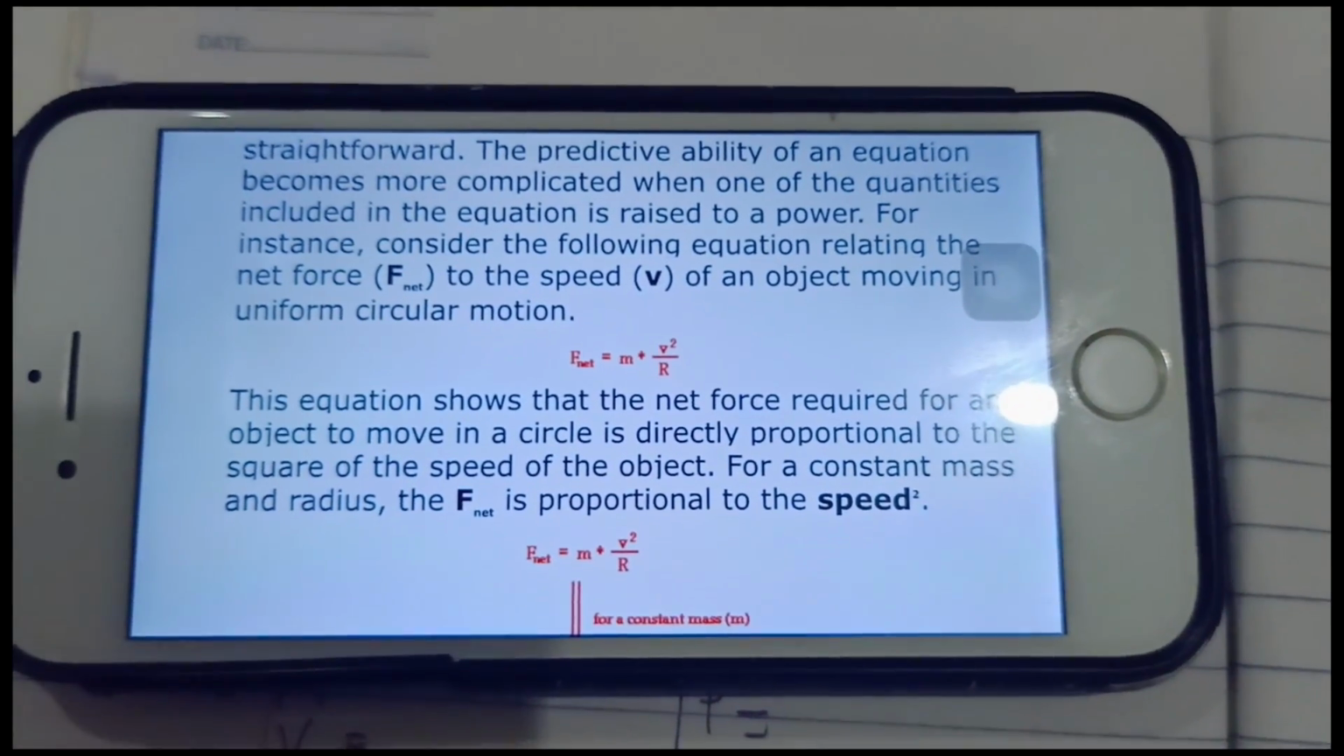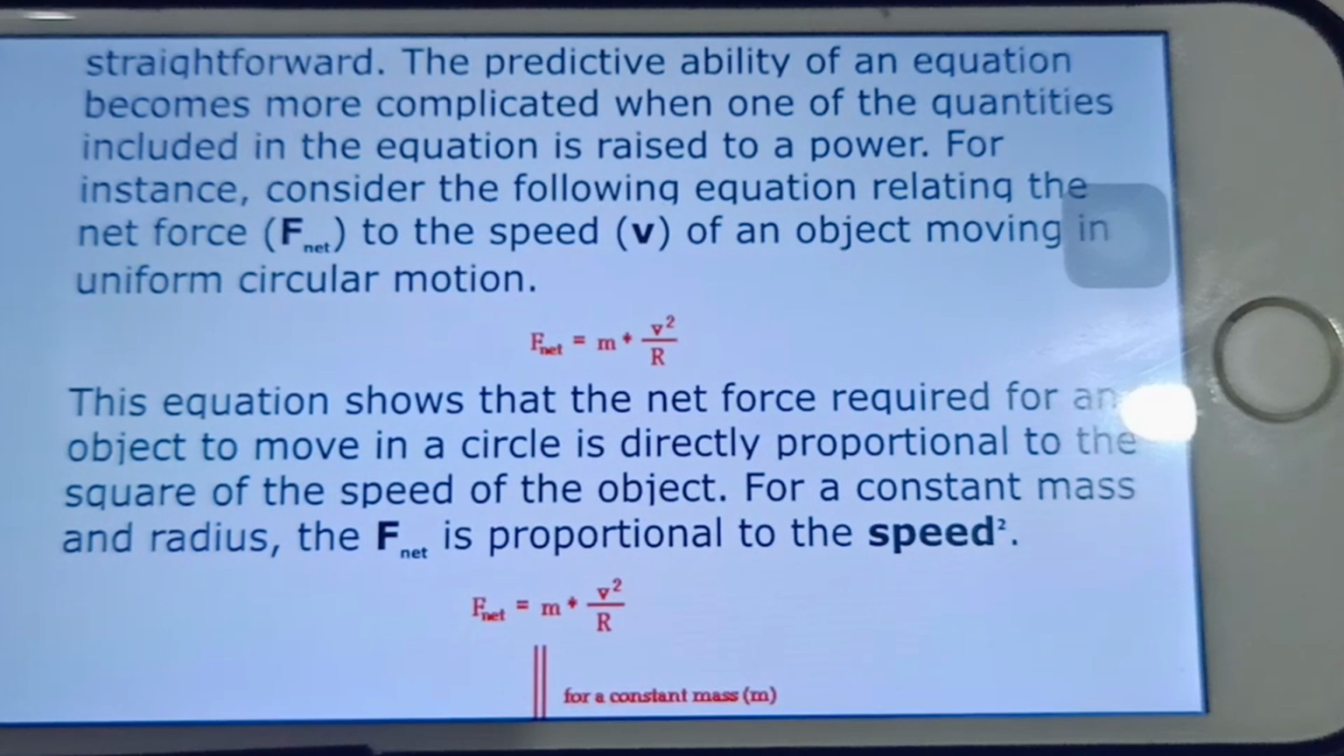The predictive ability of an equation becomes more complicated when one of the quantities included in the equation is raised to a power. For instance, consider the following equation relating the net force to the speed of an object moving in uniform circular motion. F net equals m times v squared over r. This equation shows that the net force required for an object to move in a circle is directly proportional to the square of the speed of the object.